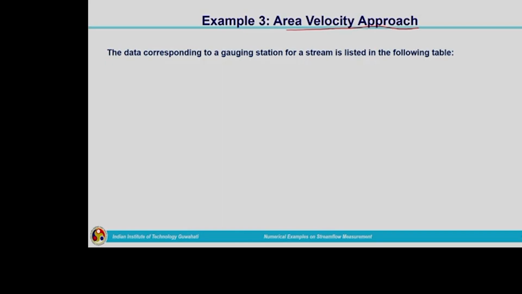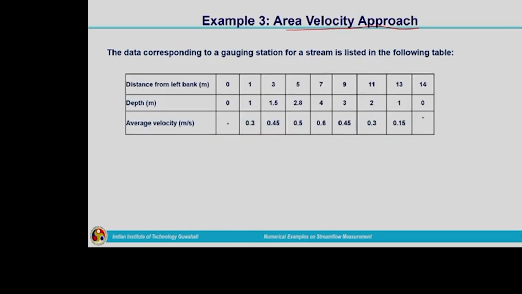So, the question is, the data corresponding to a gauging station for a stream is listed in the following table. What are the data given to us? Distance from left bank, depth of water, average velocity. So, here in this question we have been given the distance from the left bank, depth of the stream, and also average velocity is given to us. So, average velocity computation is not there, average velocity is already given to us.